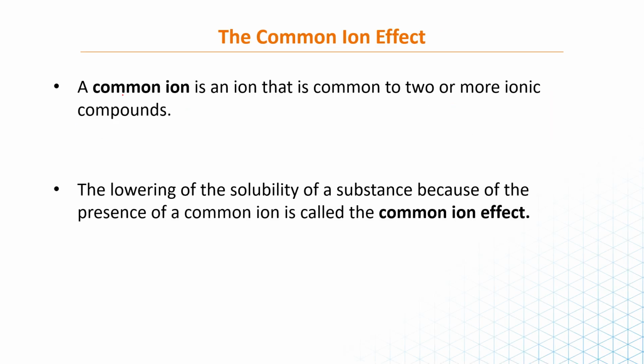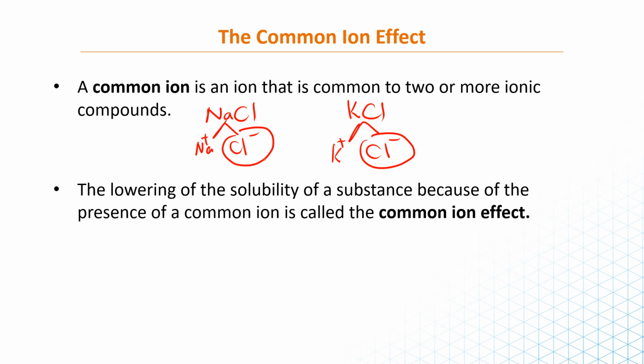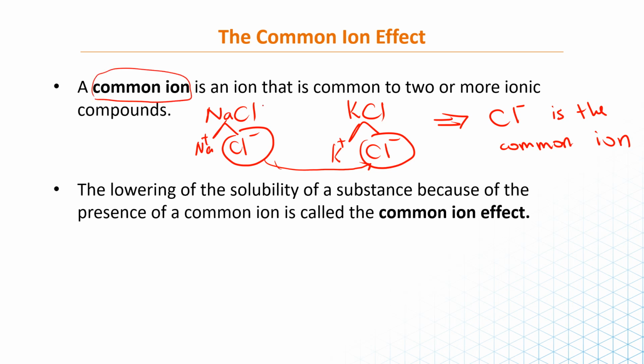So a common ion is an ion that is common to two or more ionic compounds. For example, imagine I have NaCl and I have KCl. The ions here are Na plus and Cl minus, and the ions here are K plus and Cl minus. So both of them have Cl minus. We can say that Cl minus is the common ion between the two compounds. That is the concept of a common ion: the same ion present in two ionic compounds.